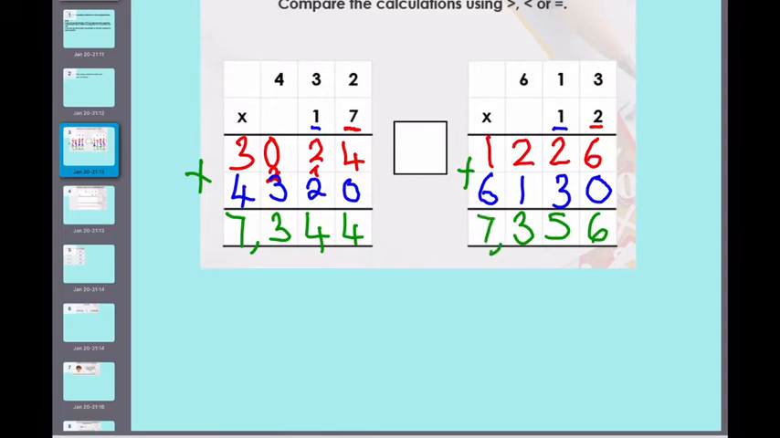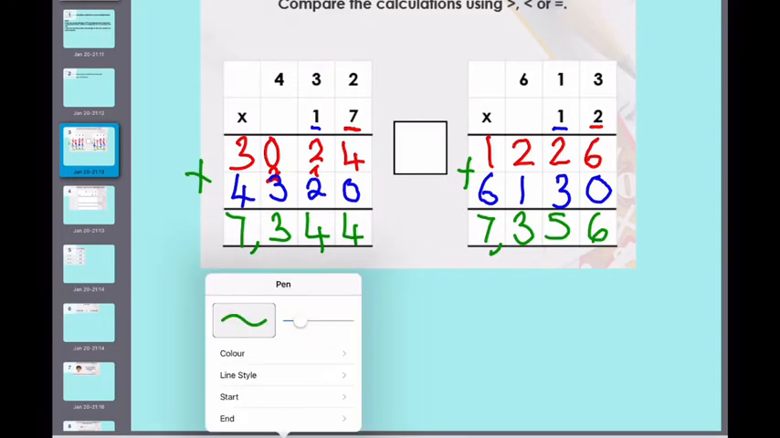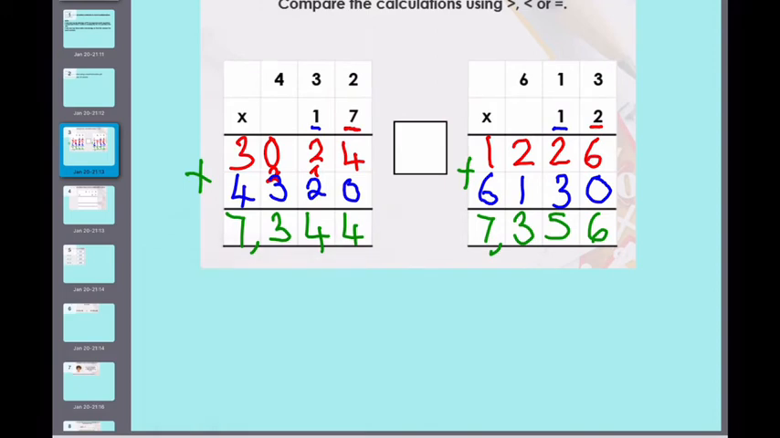Now it's quite obvious just by looking to see which one is the largest, but let's have a little look anyway. I'm going to start by looking at my largest column, which is my thousands column, and in both of those my thousands column is worth 7,000, so they are the same.